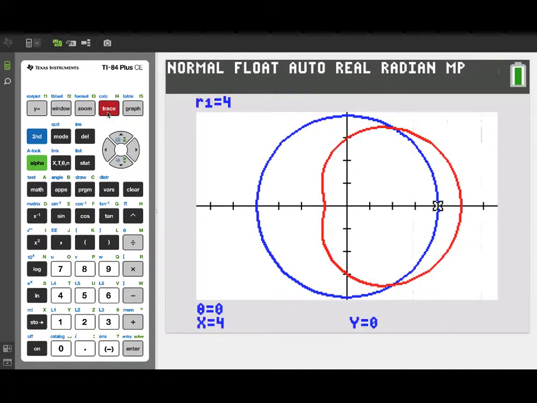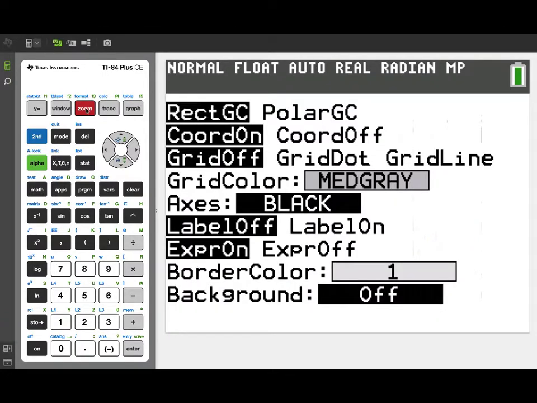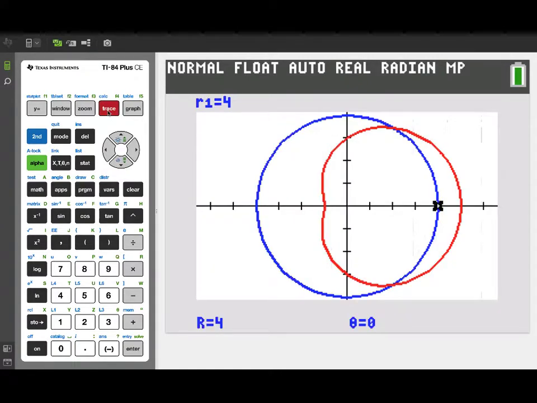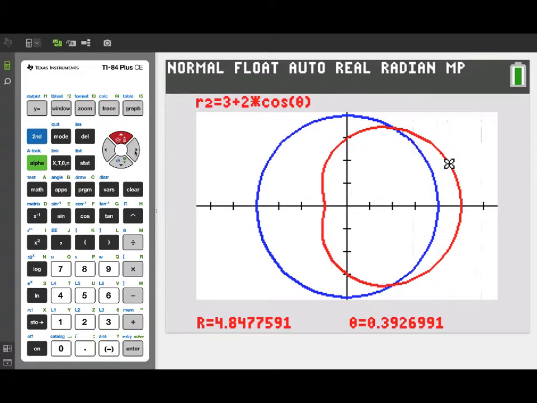I've switched back over to the other curve, and I do want to show you how to get a readout of the actual polar coordinates as we trace. To do that, we go to Format, and you can see on that top line we have rectangular graphing coordinates. I'm going to change that to polar graph coordinates, and that's what's going to change the look of the trace readouts. So now when we go back to the graph, you can see I have an r and theta readout. Switch over to the other curve, and as I trace along the curve, I can see the readout of r and theta.